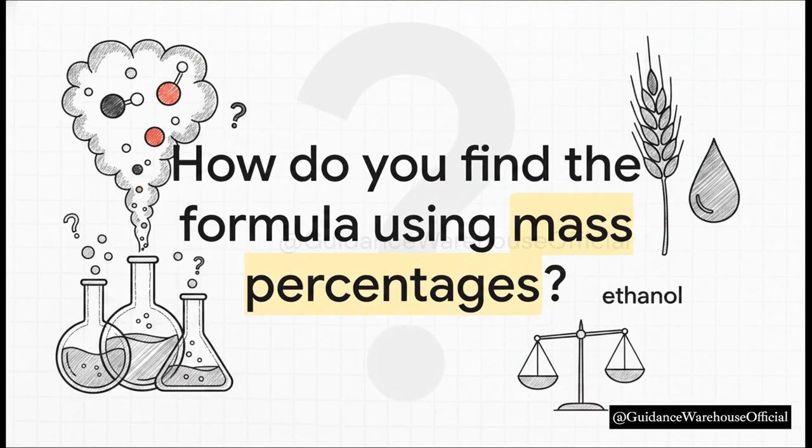Okay, now it's time for a quick retention check. Sometimes you aren't given grams at all. You're given percentages. Imagine a gas formed by fermenting grain into ethanol. It's 40% carbon, 6.71% hydrogen, and 53.28% oxygen. How do you find the empirical formula when you only have percentages? Take just a few seconds to think about how you'd start that.